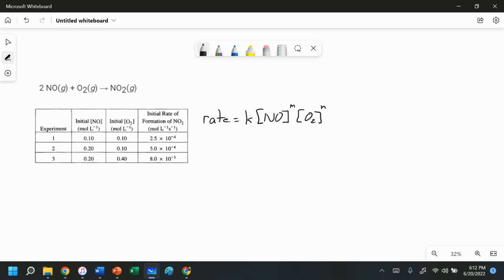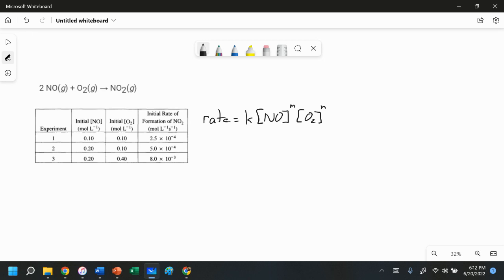So how are we going to solve this problem? Well, our goal is to figure out what is m, what is n, our orders, and what is k, the rate constant. To solve this problem, we need to look at our data. Notice in experiment 1, the initial concentration of NO is 0.1 moles per liter. The initial concentration of oxygen is 0.1 moles per liter. And the experimentally determined rate of formation of NO2 is 2.5 times 10 to the negative 4 moles per liter per second, molarity per second.